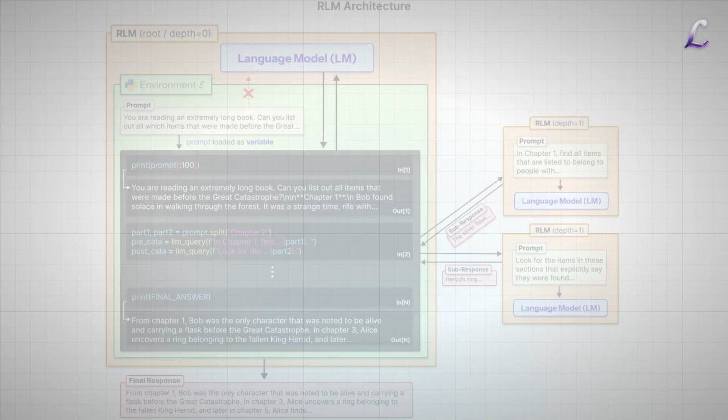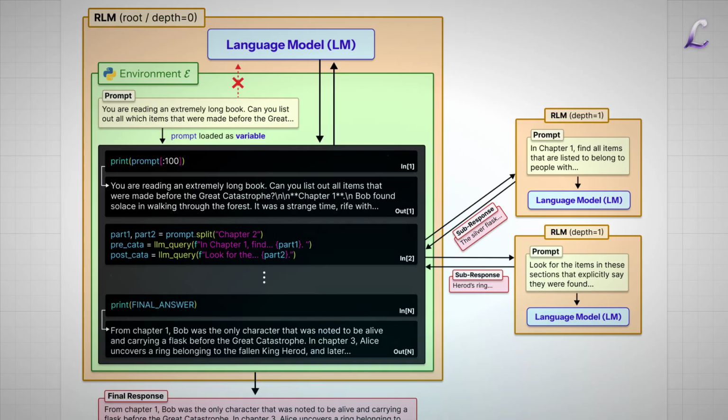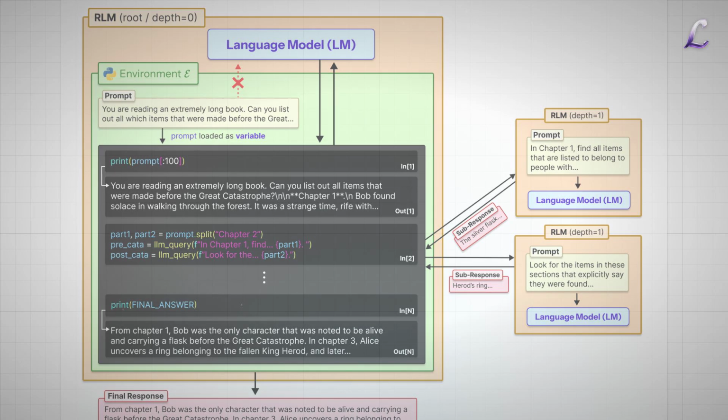Think of it this way. Current transformers try to read a library by photocopying every book into their short-term memory at once. An RLM just gets a library card. The prompt, P, is stored as a variable in the REPL. The model writes code to peek at slices, decompose the input, and, crucially, invoke itself recursively. It's not a prompt engineering trick. It's a computational paradigm shift that yields unbounded input length and unbounded semantic work.